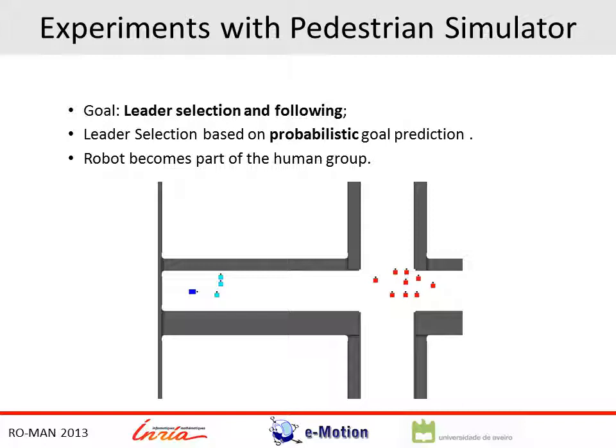This is a last experiment where we have three candidates and the robot wants to reach the bottom part of this corridor. The robot uses the probabilistic prediction of goal and chooses this agent as leader, starts to follow the leader's path, and as the simulator evolves, this leader is actually responsible for interacting with other agents, and also for guiding the robot until its destination in this region.